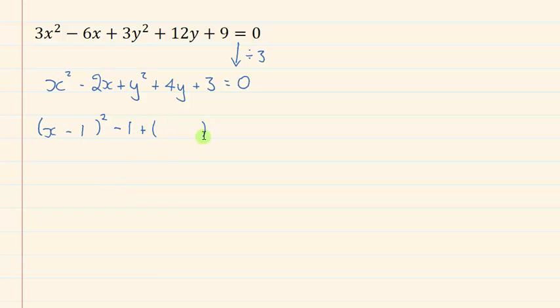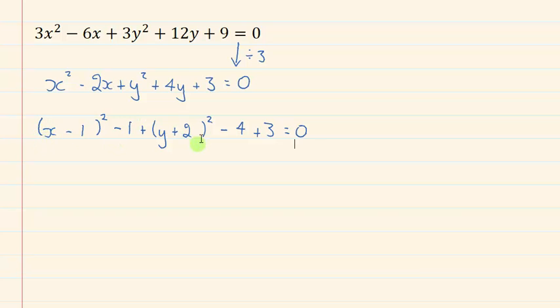Then we add a bracket squared to complete the square for the y terms. We look at the plus 4y and halve the coefficient, so we get plus 2. We subtract from that bracket 2 squared, which is 4, and then we've got the plus 3 at the end, and that is equal to 0.